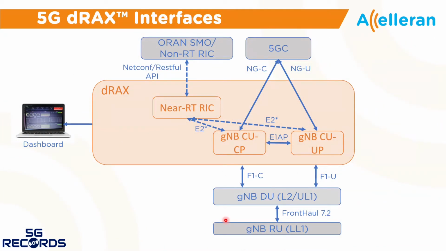So in terms of the interfaces, you can see in here how our near-real-time RIC and the dRAX can also interface externally to an O-RAN SMO and non-real-time RIC via NETCONF and RESTful APIs, and how the near-real-time RIC itself also controls and shares data with the CU-CP and CU-UP microservices via an E2-like interface. The CU-CP, of course, implements the standardized 3GPP NG-C interface towards the 5G core and the F1 control interface towards the DU, and the CU-UP equally implements the NG-U interface and the F1 interface towards the DU.